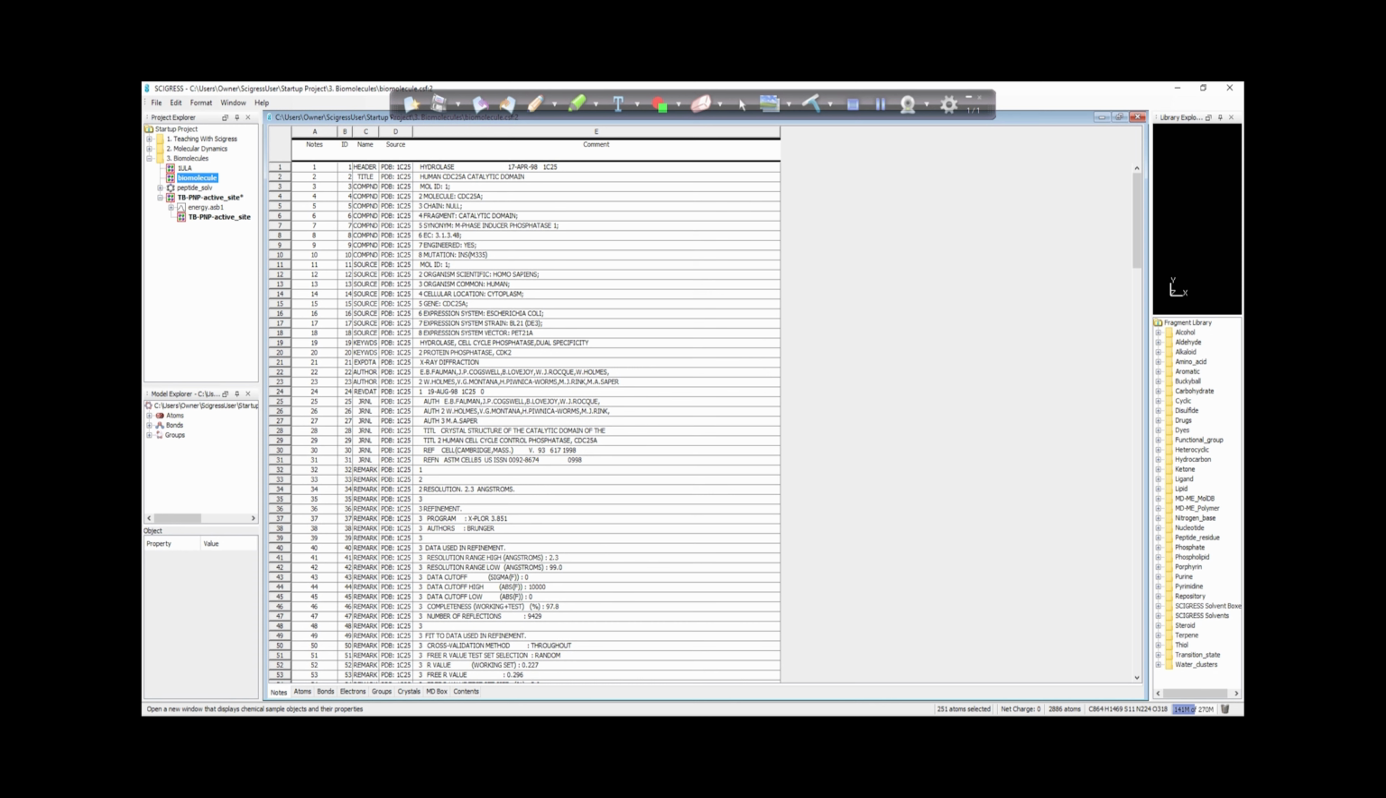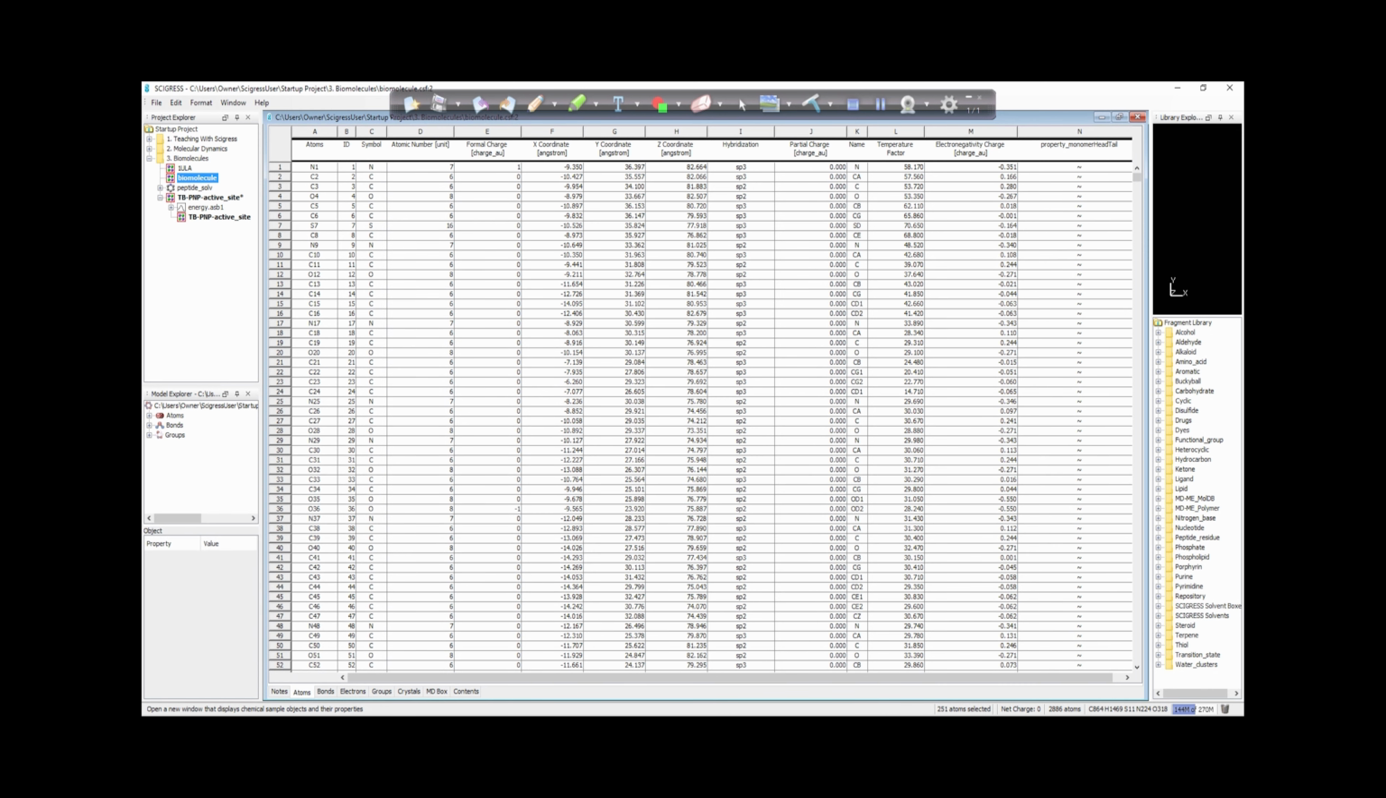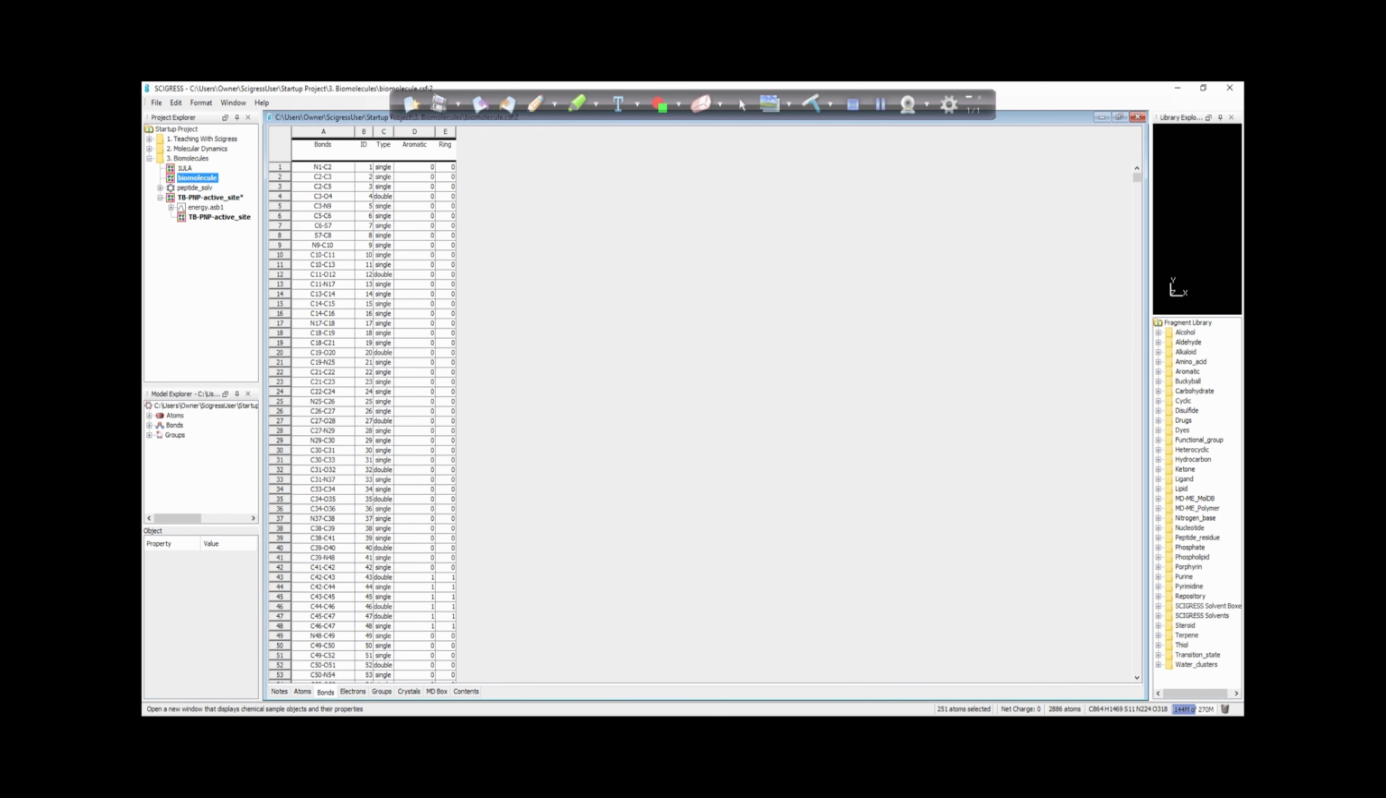We can also view some of the characteristics of this enzyme. When we select atoms, we are able to view the X, Y, and Z coordinates of each individual atom. When we select bonds, we are able to see the bond connectivity between atoms and the type of bonds between each atom.